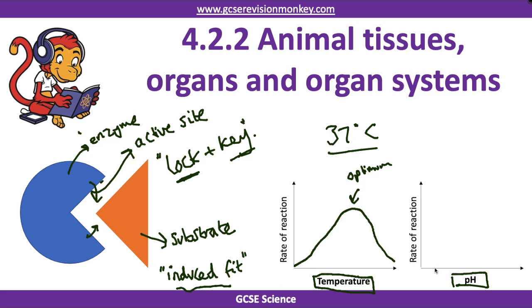The same with pH, but this might be different depending on whether the enzymes are working in the stomach, which is acidic, or whether it's working in the small intestine, which is alkaline conditions. So again, there'll be an optimum pH for enzyme activity, so the rate of reaction will increase and then decrease, and there will be an optimum pH for each particular enzyme.